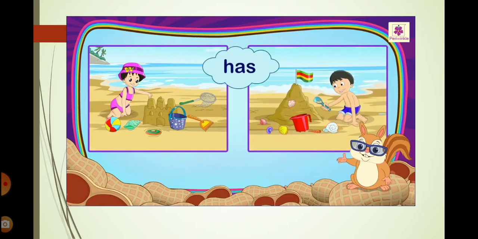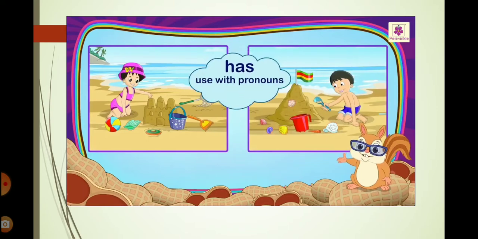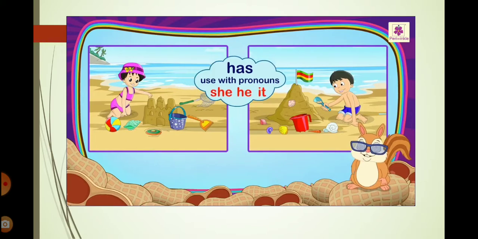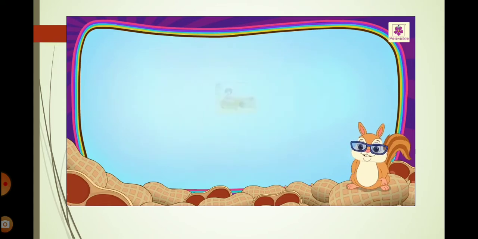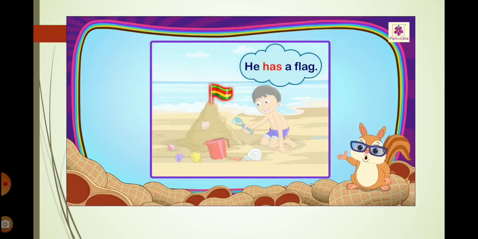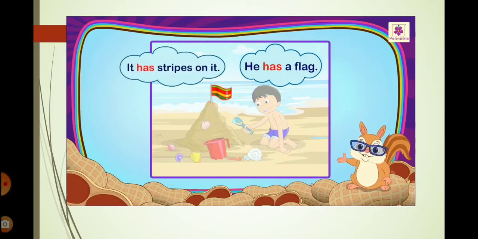We also use has with pronouns she, he, and it. She has a shell. He has a flag. It has stripes on it.